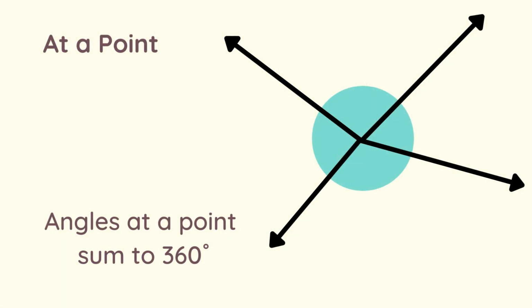Angles at a point. Angles at a point are multiple angles that meet at a common vertex, and their sum is always 360 degrees. This is because they form a complete circle around the point. Remember, angles at a point sum to 360 degrees.